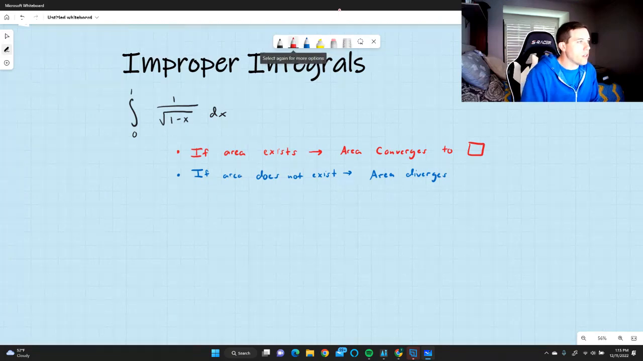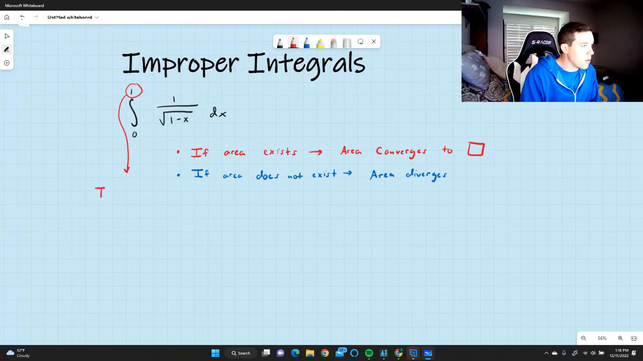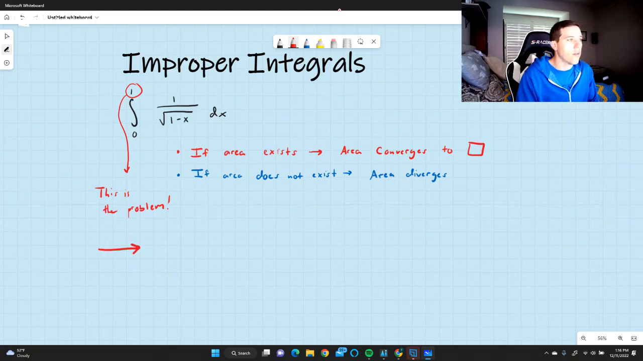Okay, so when you're approaching these problems, this is what you need to do. You look at the bounds and say, okay, what's the problem with the bounds? 0 is not the problem because the function exists at 0. 1, this is the problem, because you can't plug 1 into this function. If you're trying to find the area under the curve, there's an asymptote at 1. So we need to do a clever little trick to get rid of the problem so that we can proceed like normal. And here's the notation to get rid of the problem.